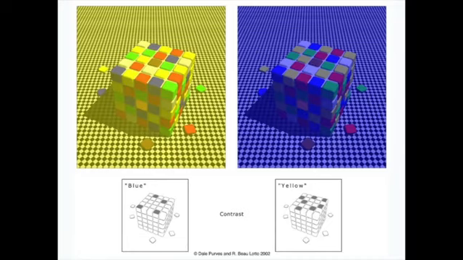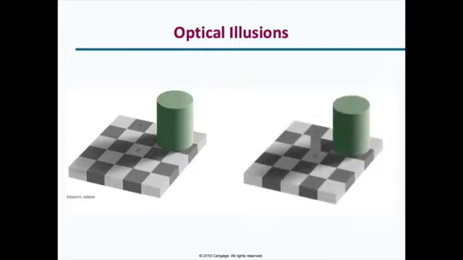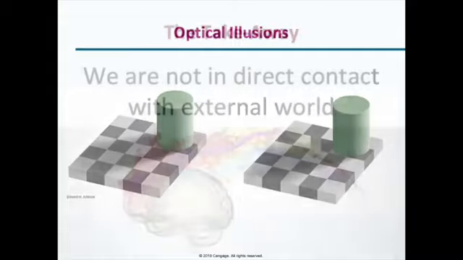Slide 14. This one's a classic, believe it or not. Squares A and B are the same color here. The one that is in the shade and the one that is out of the shade. And slide 15 demonstrates this. Believe it or not. Slide 16.